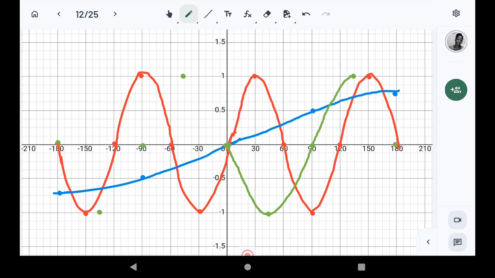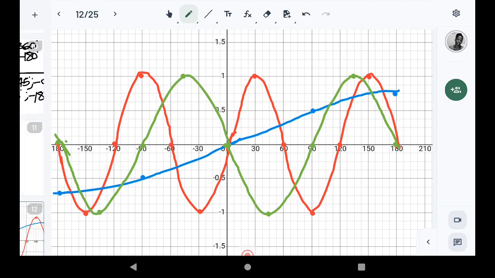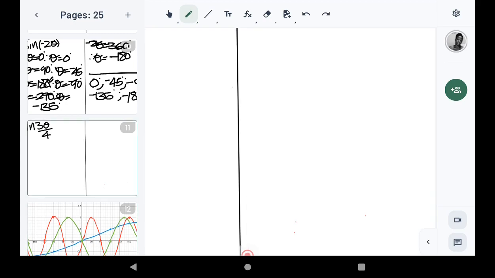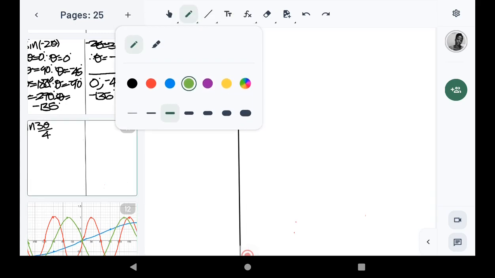There we go. All right, connect the points. There we go. That's how we connect the points. Next, the last one is sine of 3 theta divided by 4.